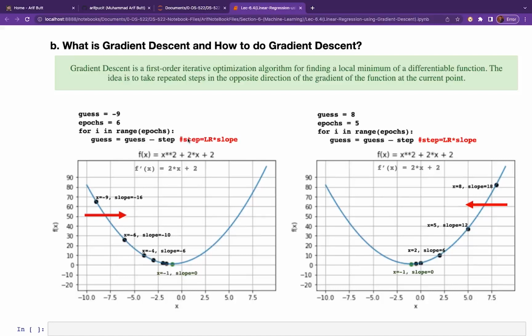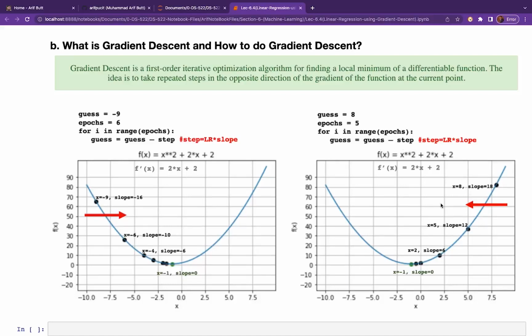Let me repeat it again. The magic is in this line. We need to update our guess using a step value. The step value is equal to the learning rate times the slope. If the slope is negative, which is the case over here, this overall value becomes positive, so it is added to the guess and we move right. On the contrary, if you see in the pseudocode over here in the right, the slope is positive 18, so this step value is subtracted from the guess and we move left. I hope this makes sense.